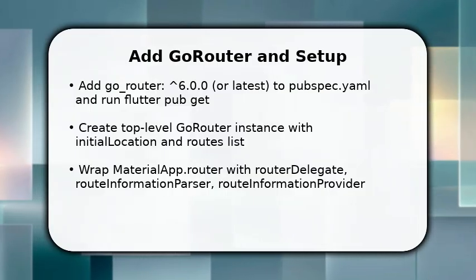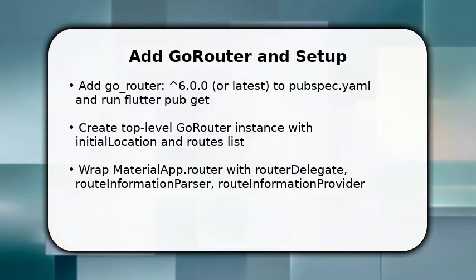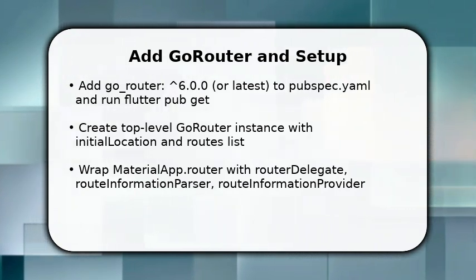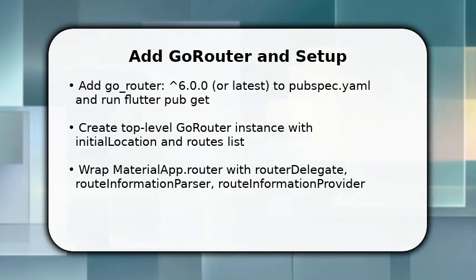You start by adding GoRouter to pubspec.yaml and fetching packages so dependencies resolve. This ensures you can import the API. Next, create a GoRouter with an initial location and a list of GoRoute entries so navigation targets exist.